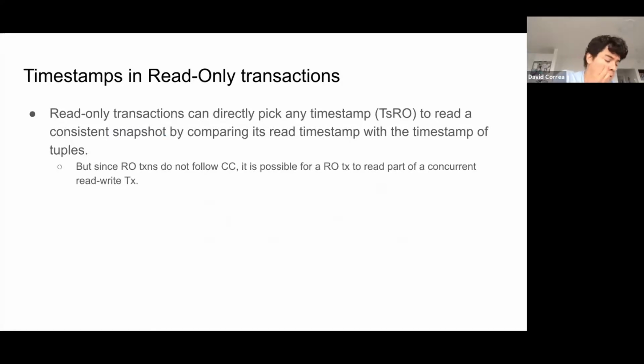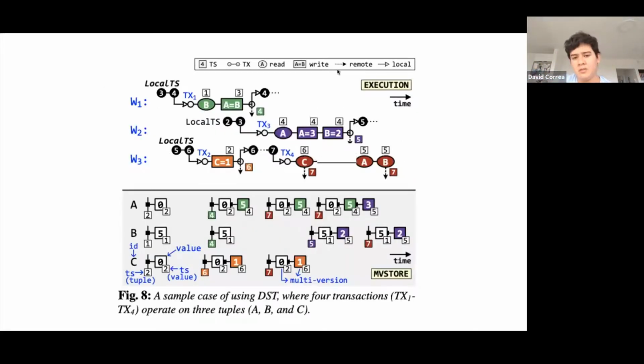So then they go on to mention that in its current form, the read-only transactions can directly pick any timestamp to read a consistent snapshot by comparing its read timestamps with the timestamp of tuples. But since read-only transactions do not follow any concurrency controls, it is possible for a read-only transaction to read part of a concurrent read-write transaction. So I modified the original diagram first to show the problem here.